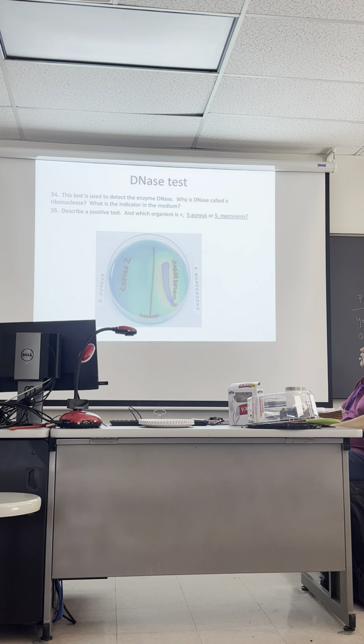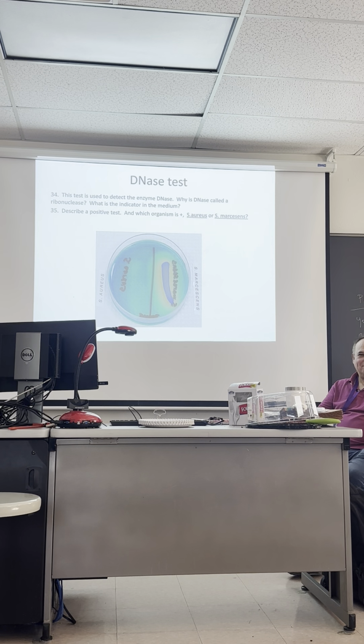Okay, so this is the DNase hydrolysis test, right? This test is used to detect the enzyme DNase. Why is DNase called a ribonuclease? Because it detects the DNA molecule or it attacks ribose. Either one of those would be fine, or DNA, deoxyribose. What's the indicator in the medium? This is the presence absence indicator. What's the presence absence indicator? Methyl green, that's correct. And describe which one is positive. Is Staph aureus positive or Serratia marcescens positive? Serratia marcescens.